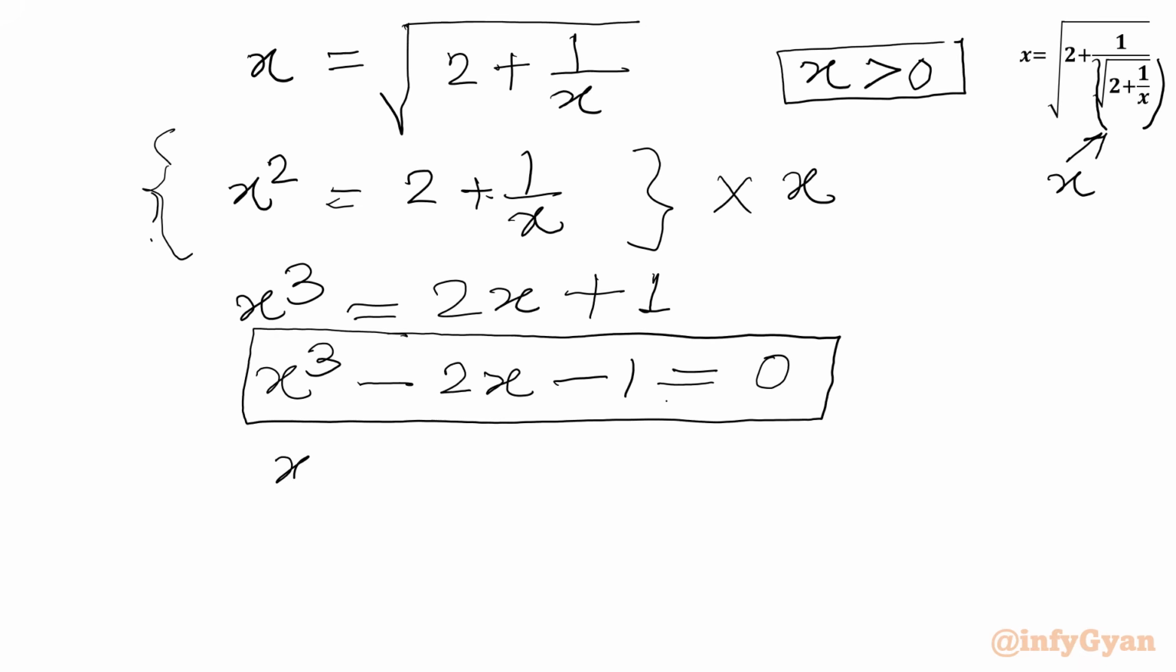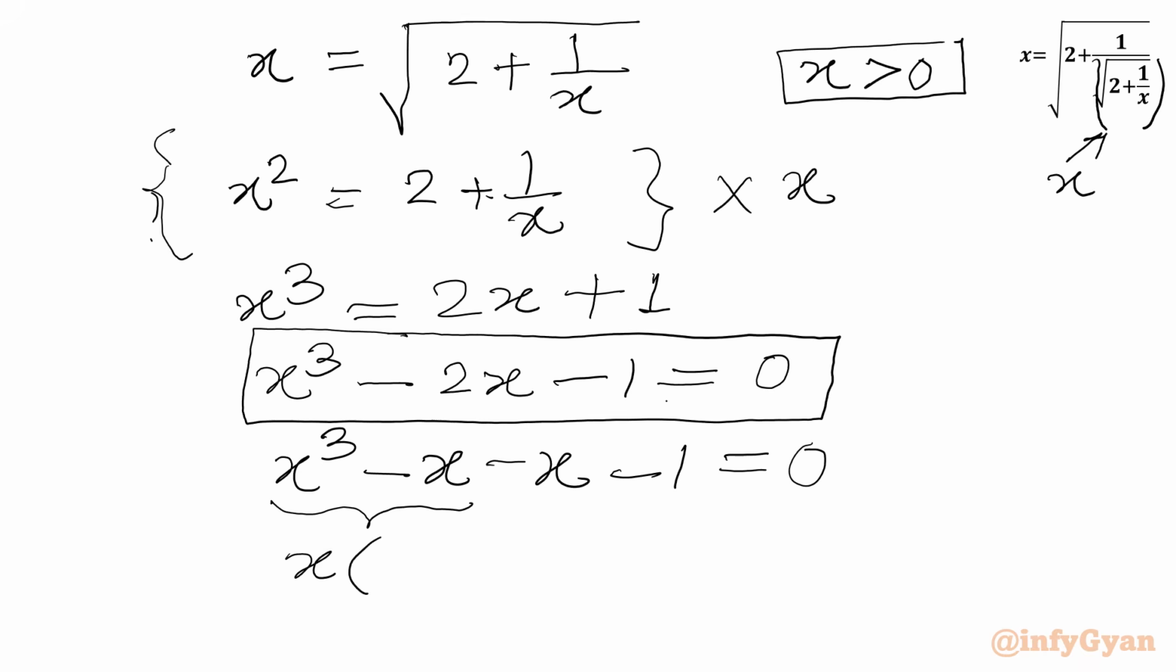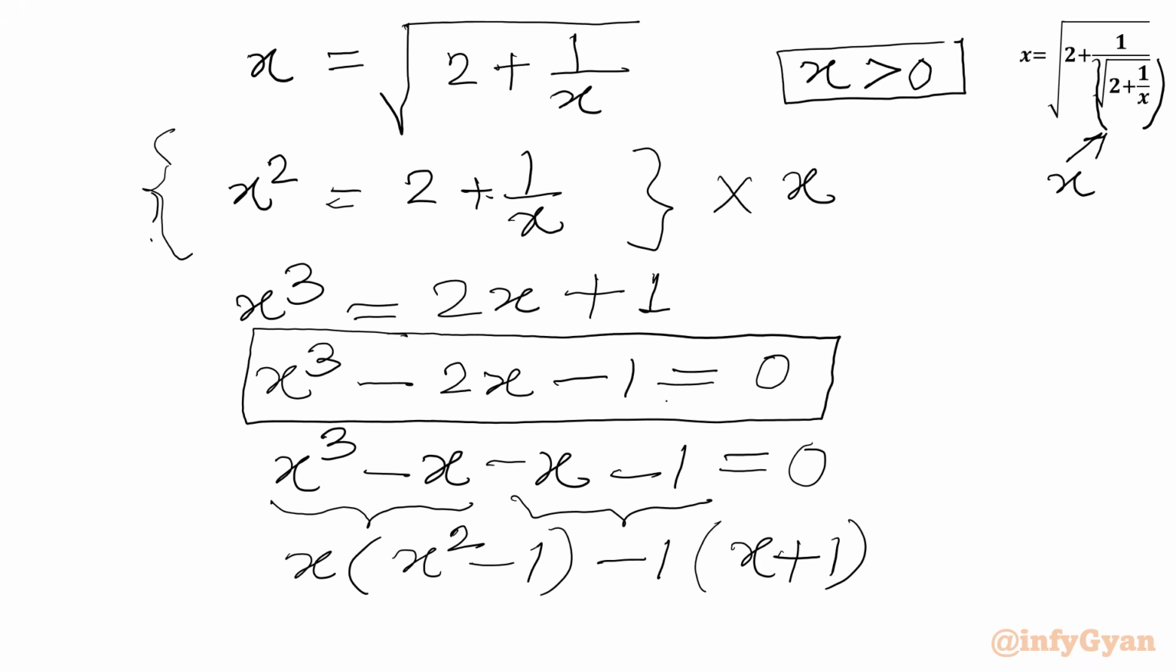So I will write x cube minus 2x can be written as minus x minus x. Then we have minus 1 equal to 0. From first two terms, we can take x common. So there will be x square minus 1 in the bracket. From next two terms, we will take minus 1 common out. So in other bracket, we will get x plus 1 equal to 0.